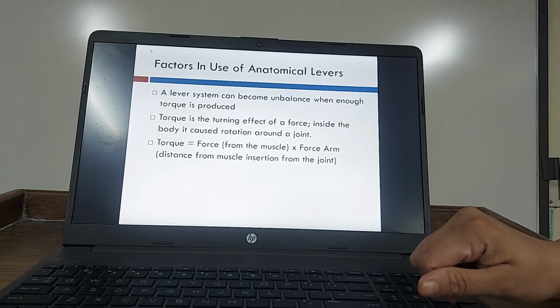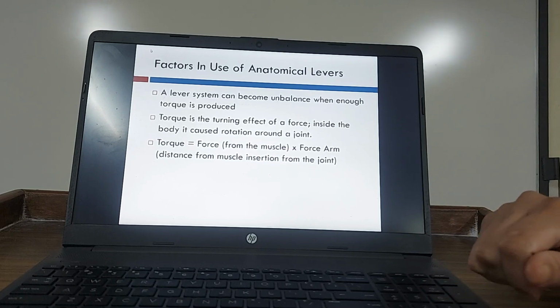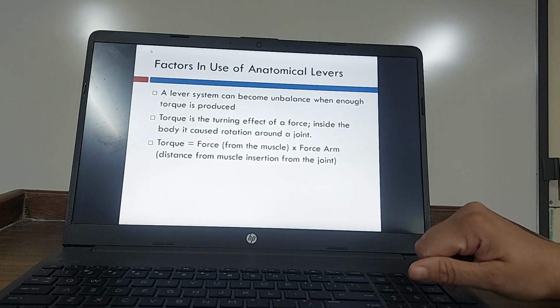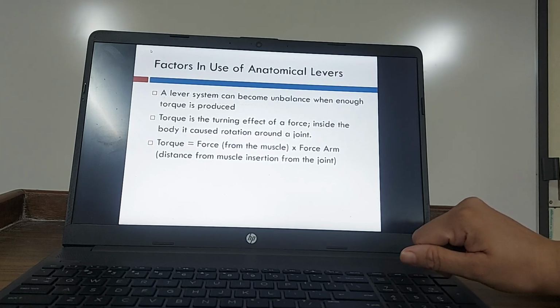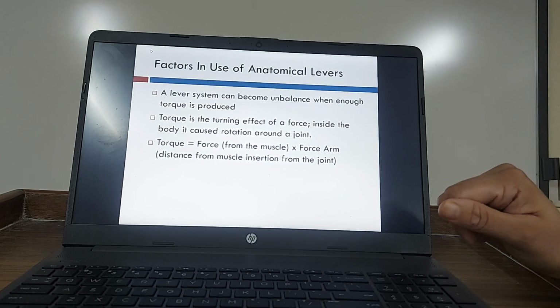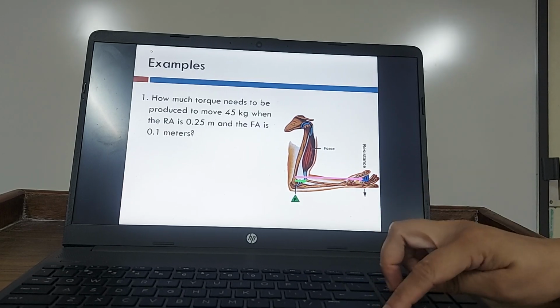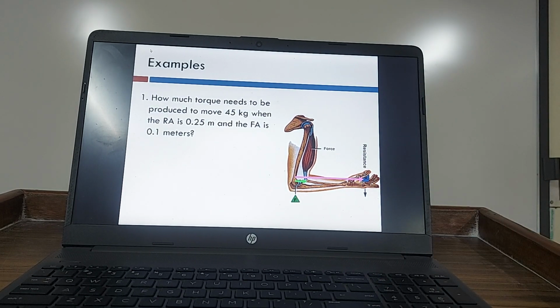So torque is force produced by the muscle into the force arm. That is the distance from the muscle insertion to the joint. Muscle insertion से joint का distance is force arm. Now, if we see an example, this was an example which we tried to do the other day.